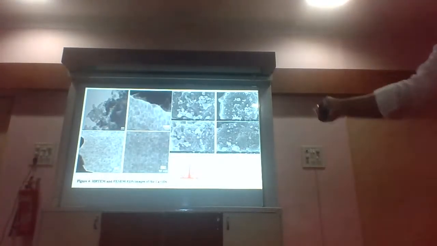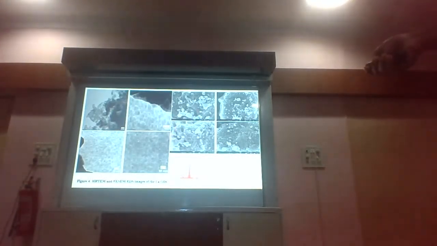This is my HRTEM image. From this image, this is the 10 nanometer scale, and I got the quantum dots here, which are maximally below 10 nanometer. And from this side, I got irregular, nearly spherical quantum dots, with size between 2 to 6 nanometer range. And from FESEM also, I can show this is the 100 nanometer range. If I zoom it, I can show the particles also in the 2 to 6 nanometer range.